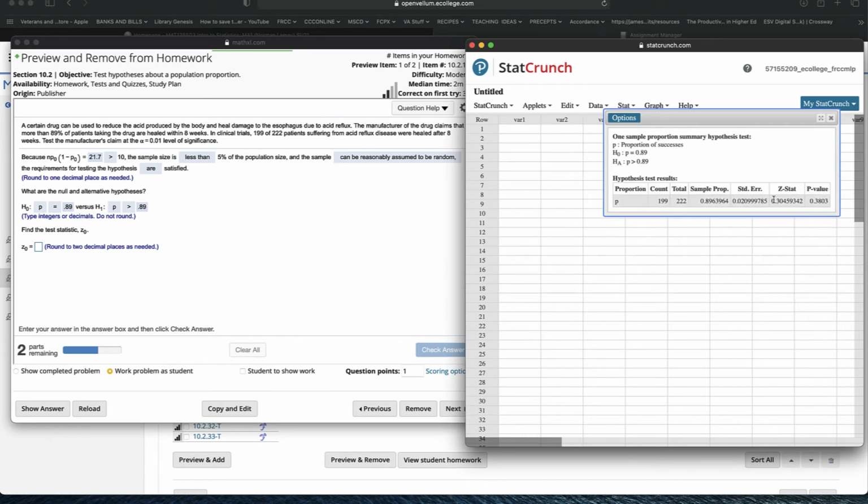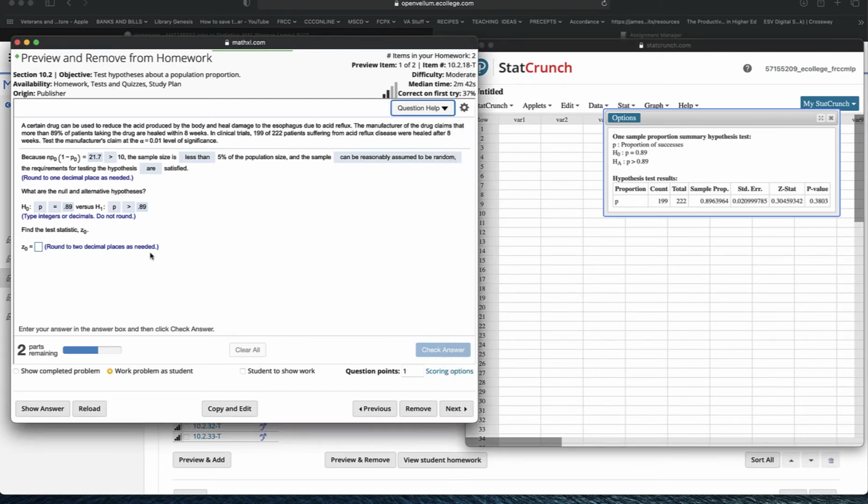We'll click compute. Notice that we have all of our information right here. So our test statistic, what does it say? Round to 2 decimal places. So our test statistic is 0.30.